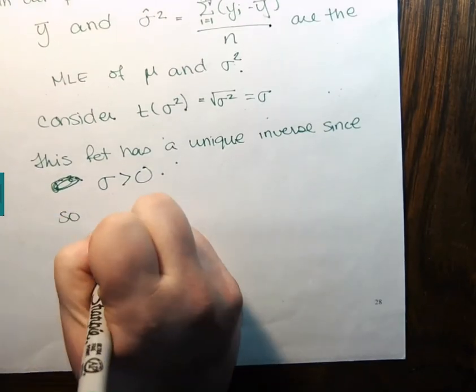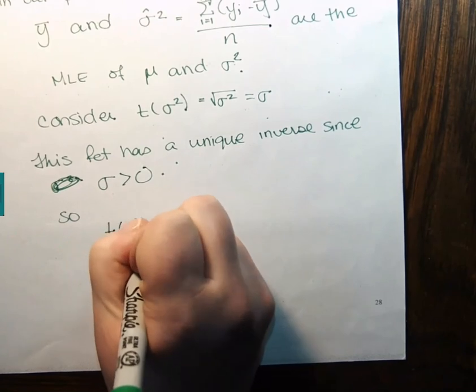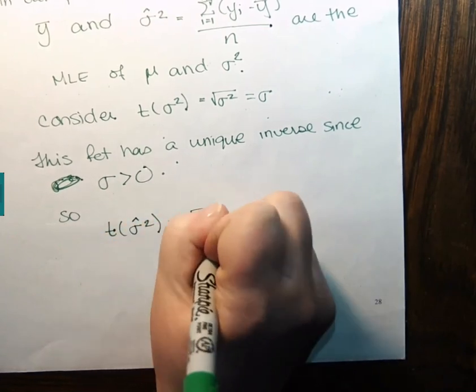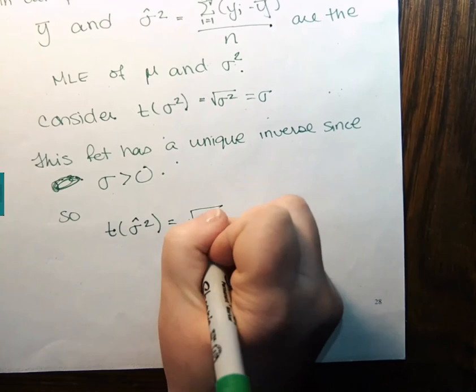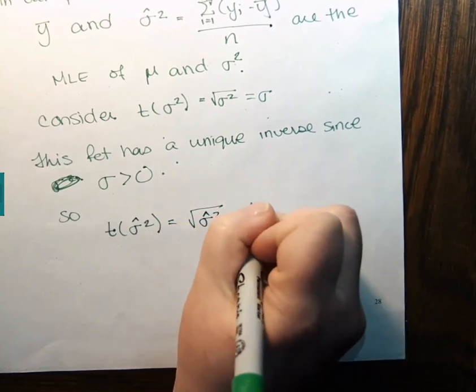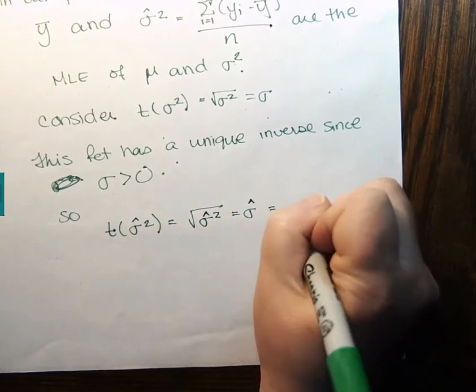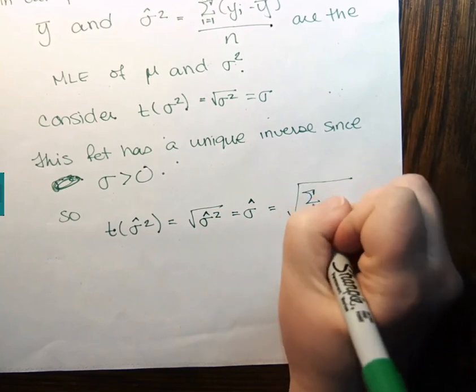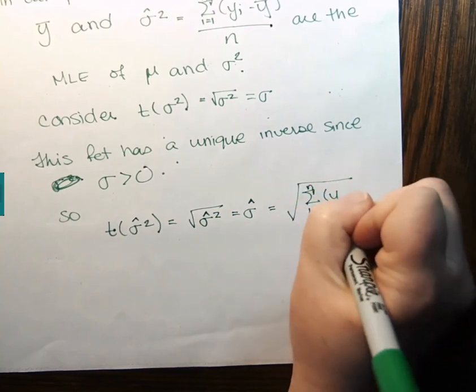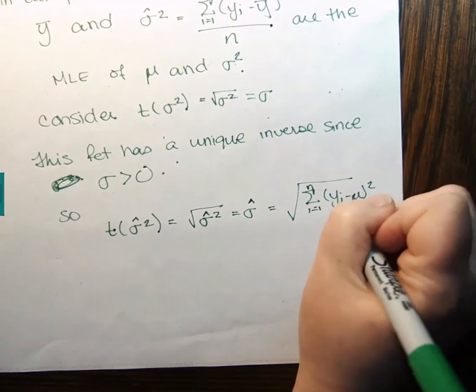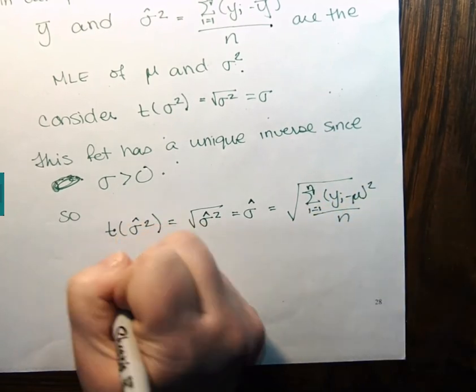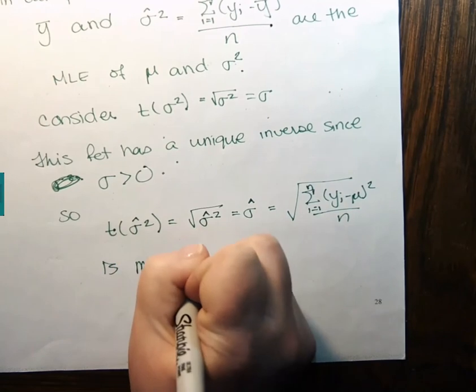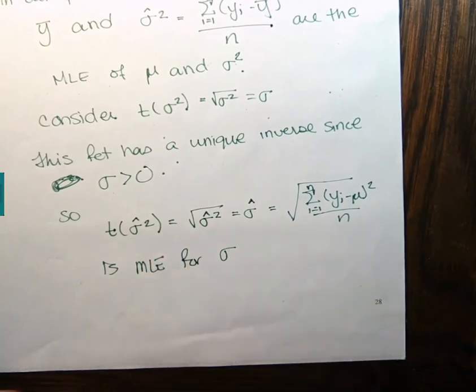So what we know is t of sigma hat squared, which is equal to the square root of sigma hat squared, is just equal to sigma hat, which is equal to the square root of the sum i equals 1 to n (y_i minus y bar) squared divided by n. We know that this is the MLE for sigma by the invariance property. So this video concludes the notes for section 9.7.